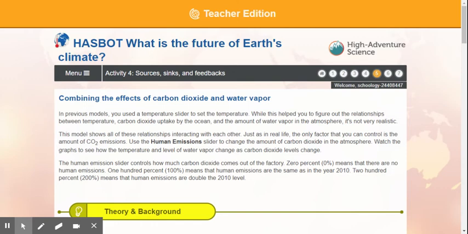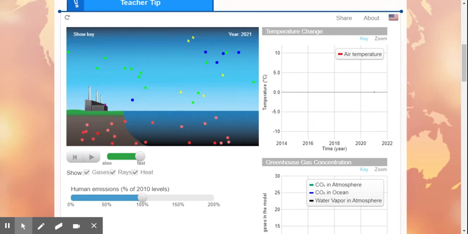100% means how many we put out in the year 2010. 200% means the human emissions that are twice the 2010 level. Okay, so there it is. Again, I always like to go slow here. Press play. There's the 2010 levels.